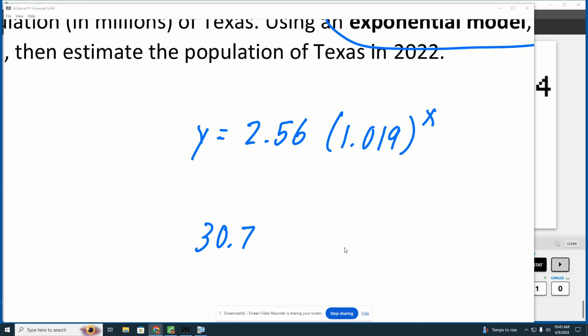So your predicted value in year 2022, which you should have used 132, because that's how many years that is from 1890, you should have gotten about 30.7.